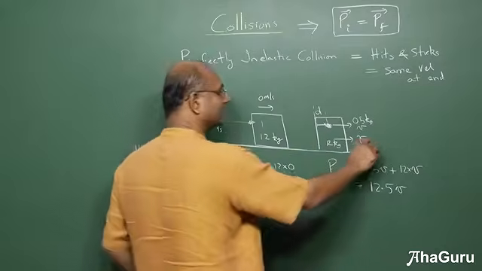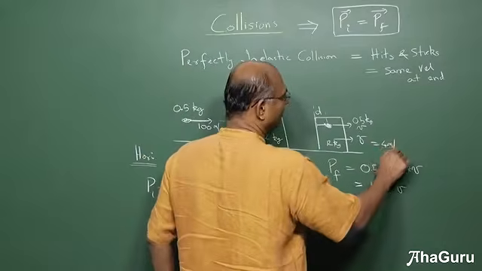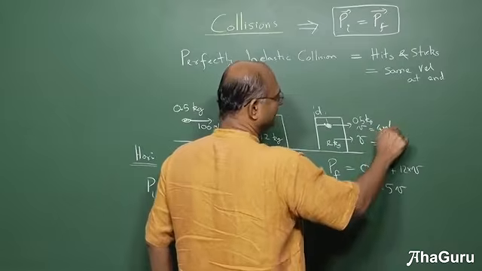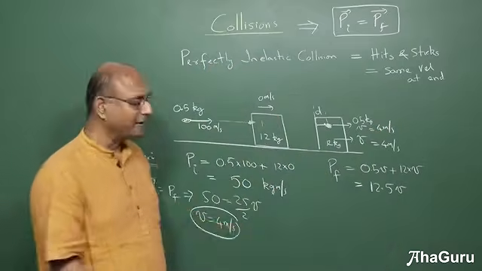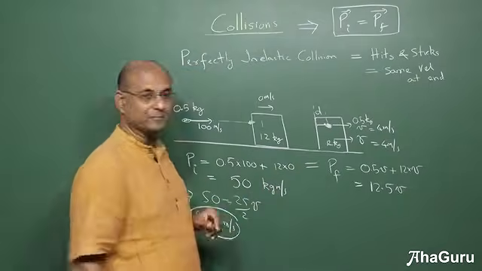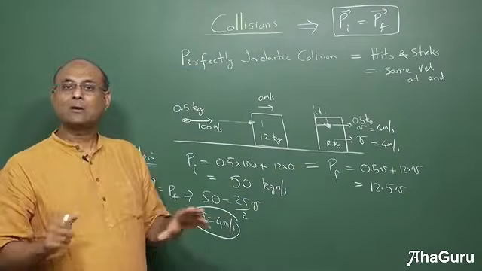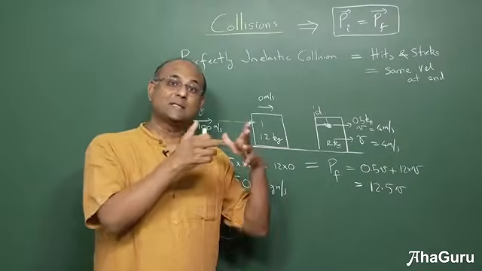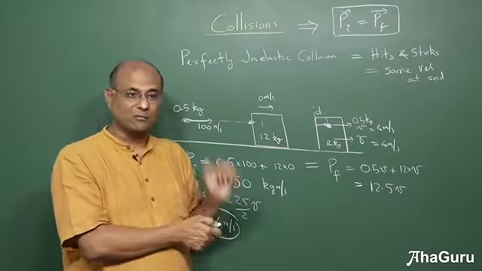Each one has a velocity of 4 meters per second, but since they are moving together, we can treat it as a bigger block of 12.5 kg mass. So this momentum was equal to that momentum. Very simple, particularly when it sticks, because the velocity is the same, it becomes extremely easy to solve.